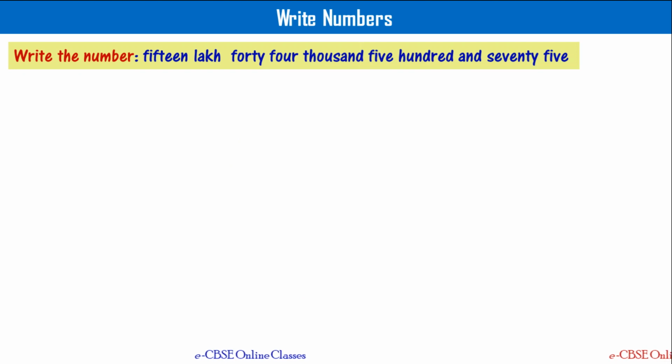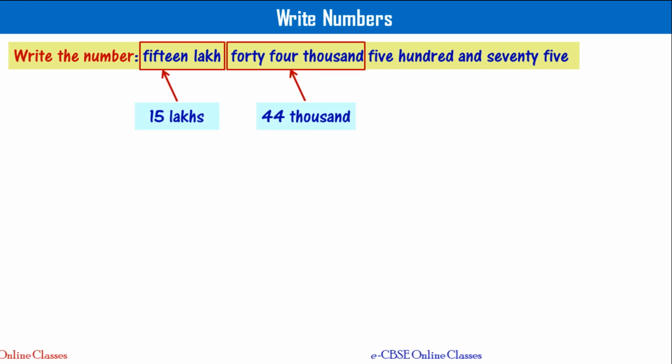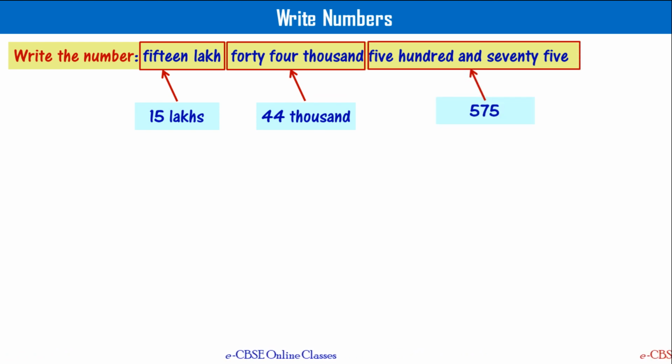Let's write the numbers given in the form of text in digits. 15 lakh 44,575. To write it in the form of digits, what we do is we break this given text into multiple parts: 15 lakh, 44,000, and then 575, right?